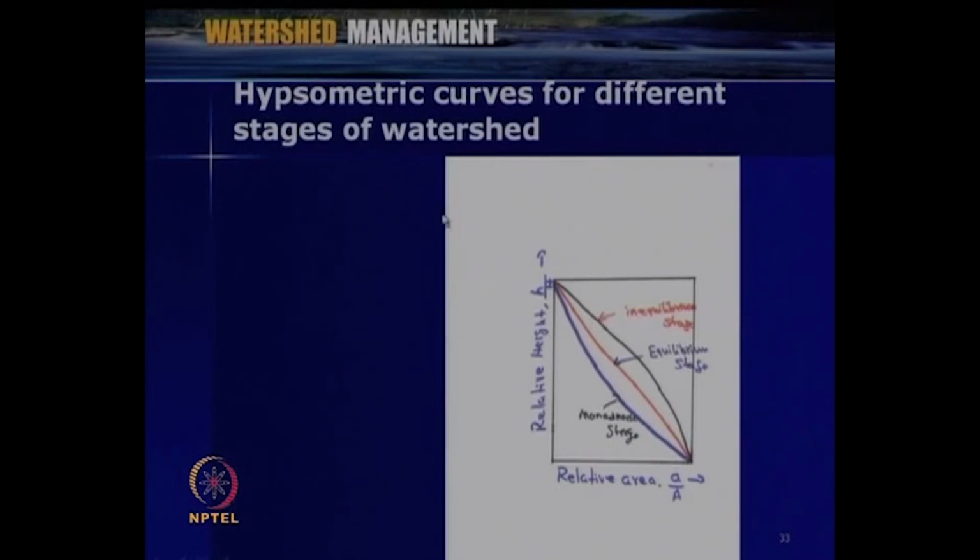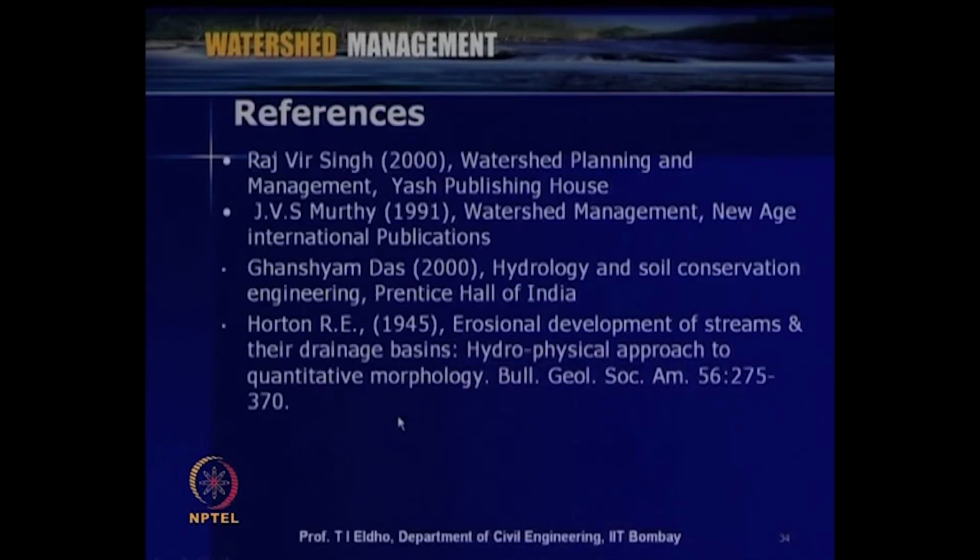This figure is taken from the book by Ranveer Singh. The relative area a/A is plotted on the x axis and the relative height h/H on the y axis. The top curve, in black, indicates the inequilibrium stage, the middle one, in red, indicates the equilibrium stage, and the last one is the monadnock stage. Accordingly, we can identify them.